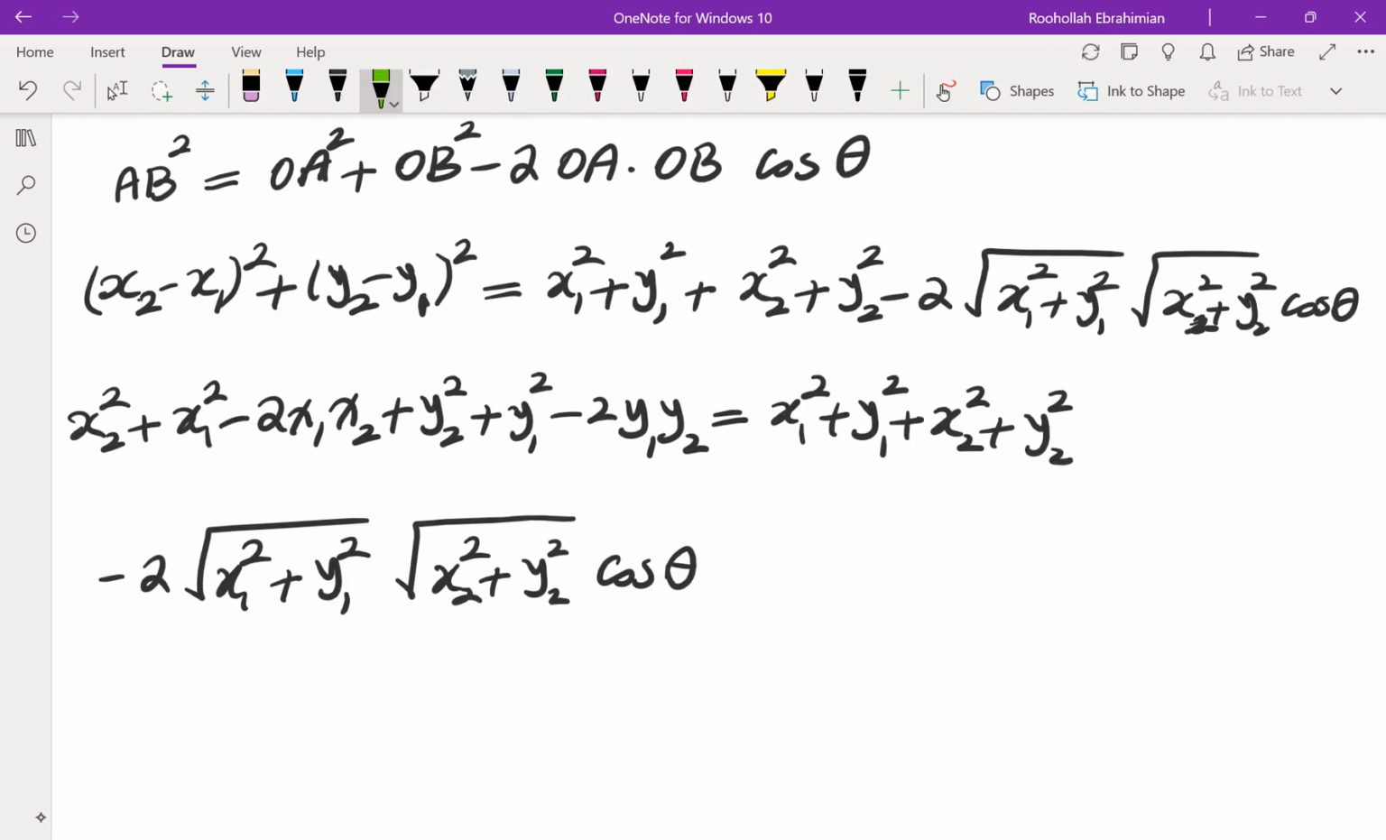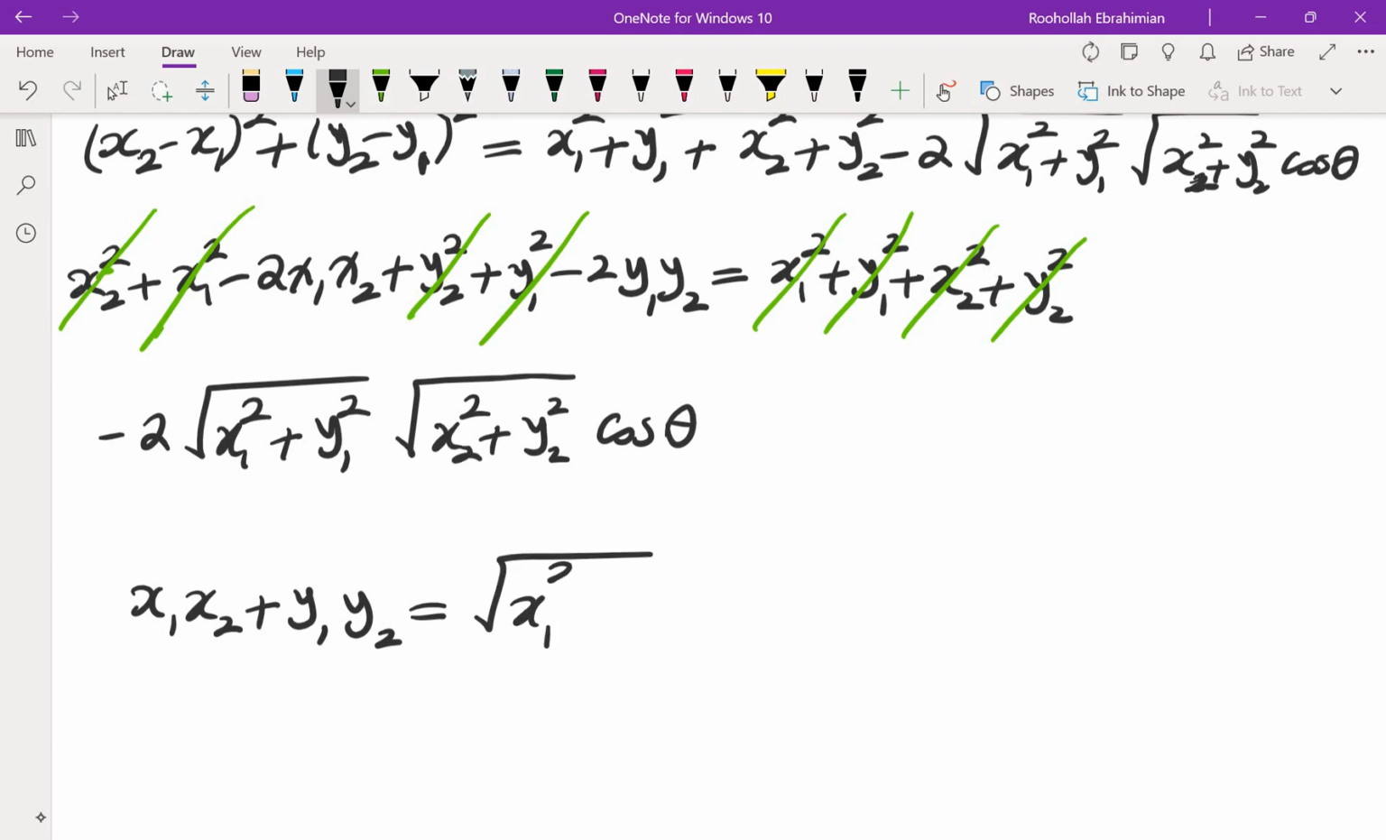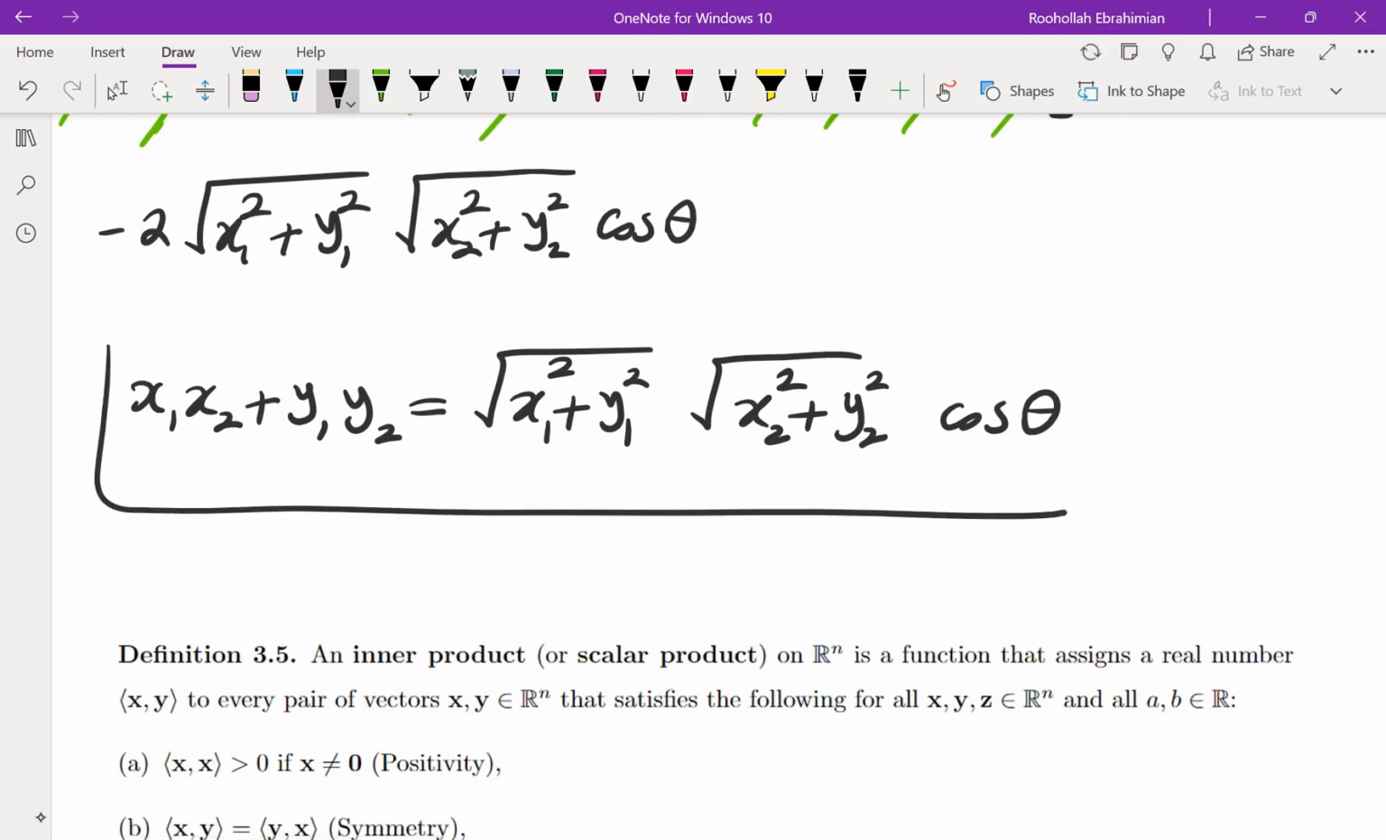Now all those perfect squares cancel. x1 squared, x2 squared, y1 squared, y2 squared, they all cancel. And the negative 2 cancels, so we end up with x1x2 plus y1y2 equals the square root of x1 squared plus y1 squared times the square root of x2 squared plus y2 squared times cosine of theta. So there is a relation between the coordinates and the angle between the two vectors.